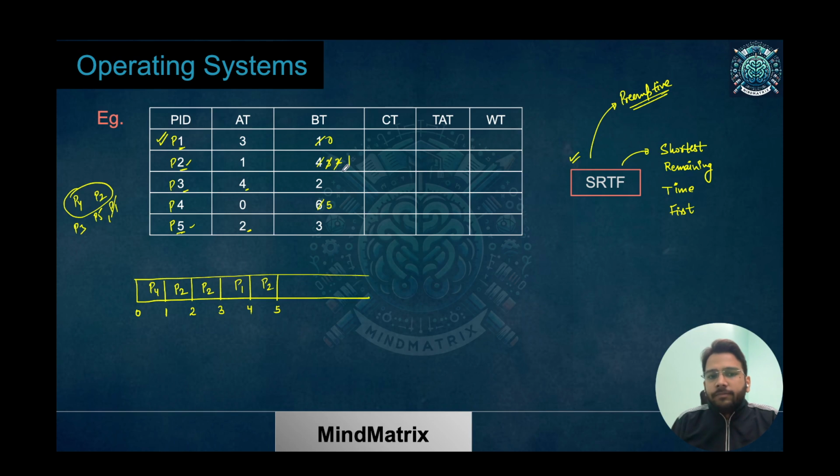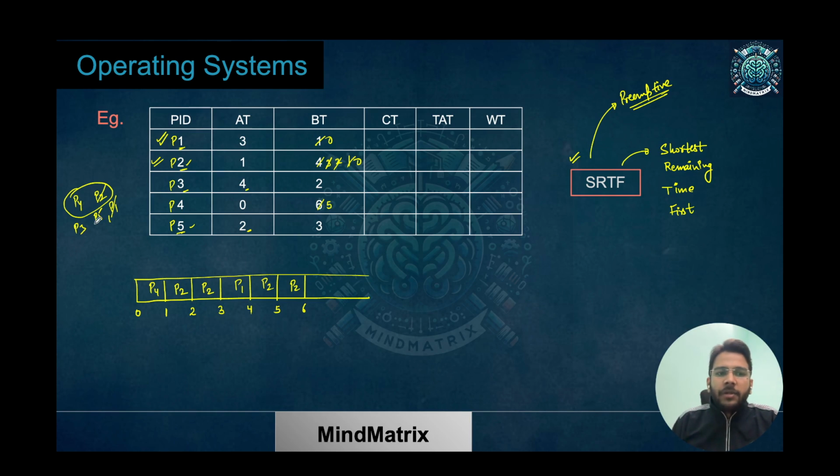But now among all the processes, P2 has the smallest burst time and all the processes have arrived. There is no more process that is going to arrive in the ready queue. So we can schedule P2 again as well. 5 plus 1, it is going to be 6. We can make it 0. P2 has completed its execution.